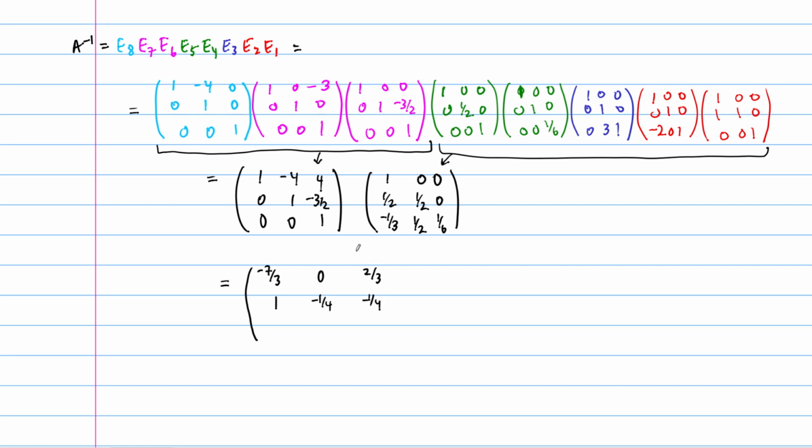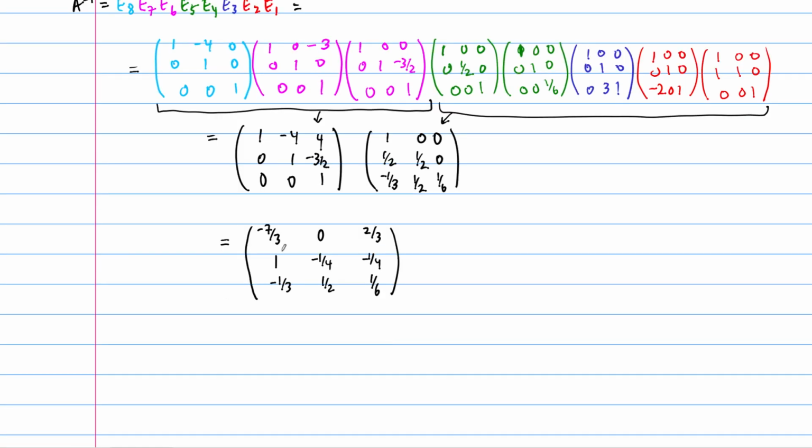And then along the bottom, we see this row is just 0, 0, 1. So this is just going to pick out the third row. So negative 1/3, 1/2, 1/6. And so this should be our inverse, but it's got these fractions in here. So one thing that we could do is factor out a common denominator, which in this case we have 4, we have 2, we have 3, so it's got to be 12, right?